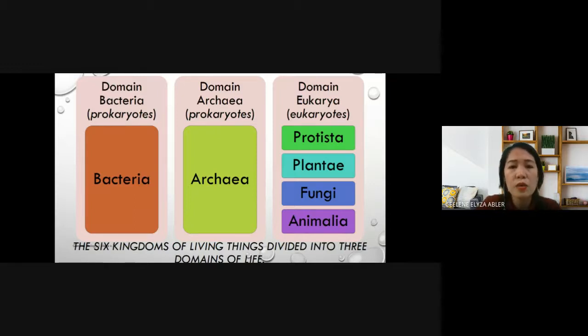Okay. So, we have 3 domains of life. Before, we had only 5 kingdoms, and the 5th kingdom was Monera. That is its classification, Monera. But the problem with it is that its description or classification is very vague. So today, because we have molecular sequencing, DNA sequencing, we now have 3 domains of life and a 6-kingdom system. So we have 6 kingdoms today.